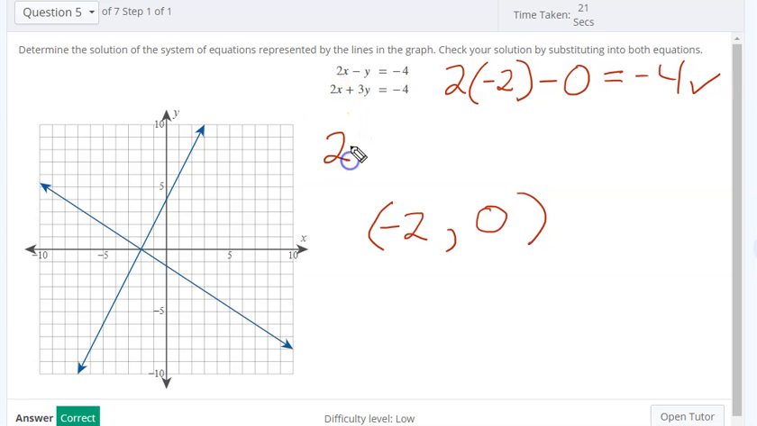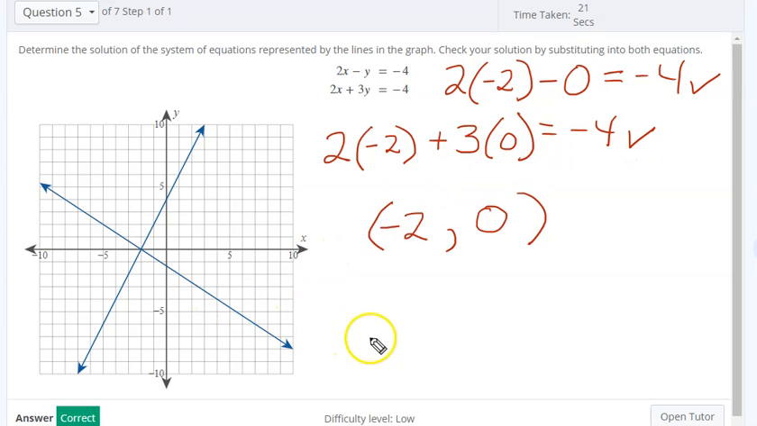How about for this one? Well, again, 2 times negative 2 plus 3 times our y value, which is 0. Does that equal negative 4? Well, again, this is negative 4. This is 0 equals negative 4. And the answer would be yes for this type of example.